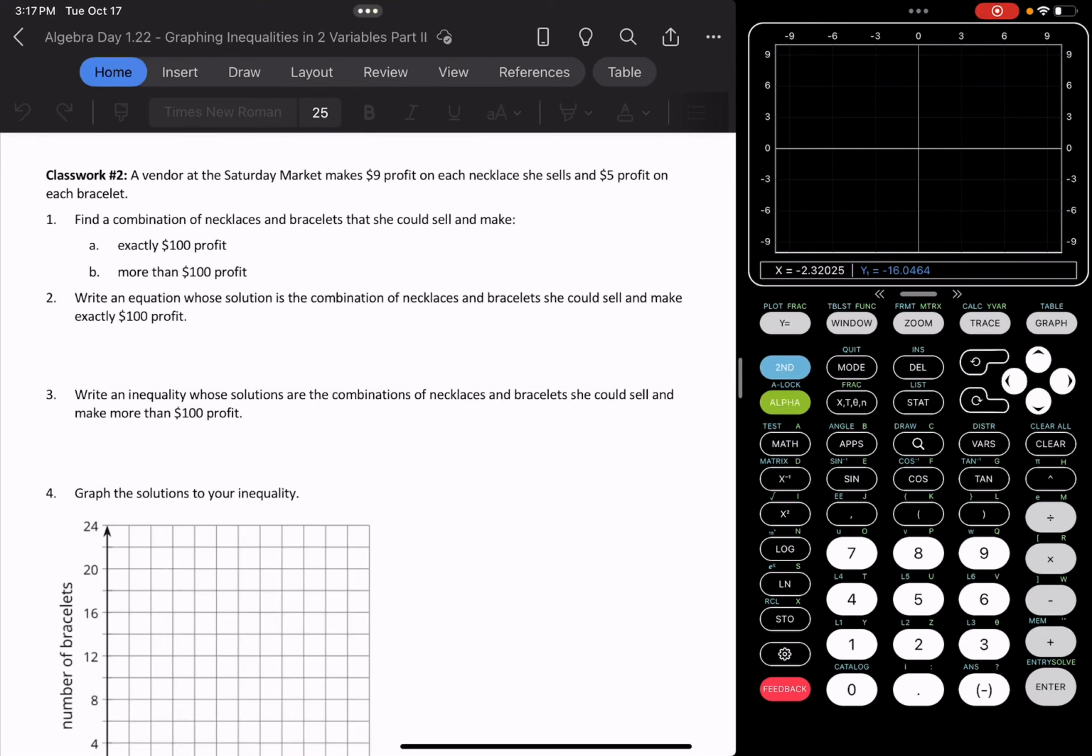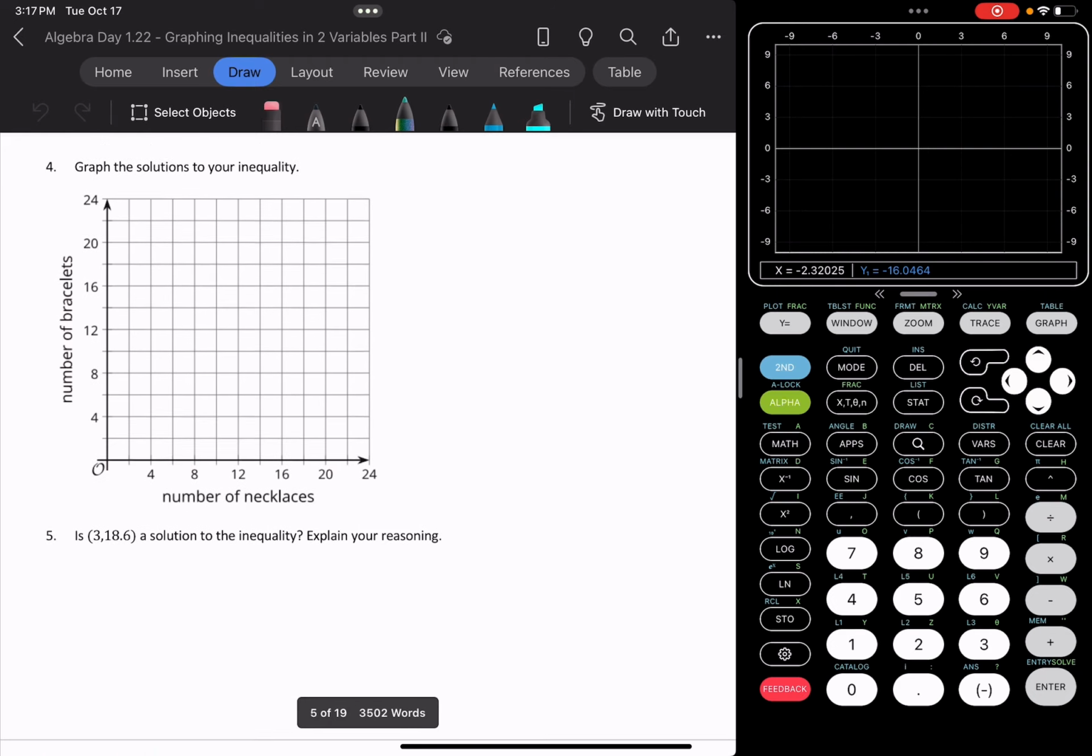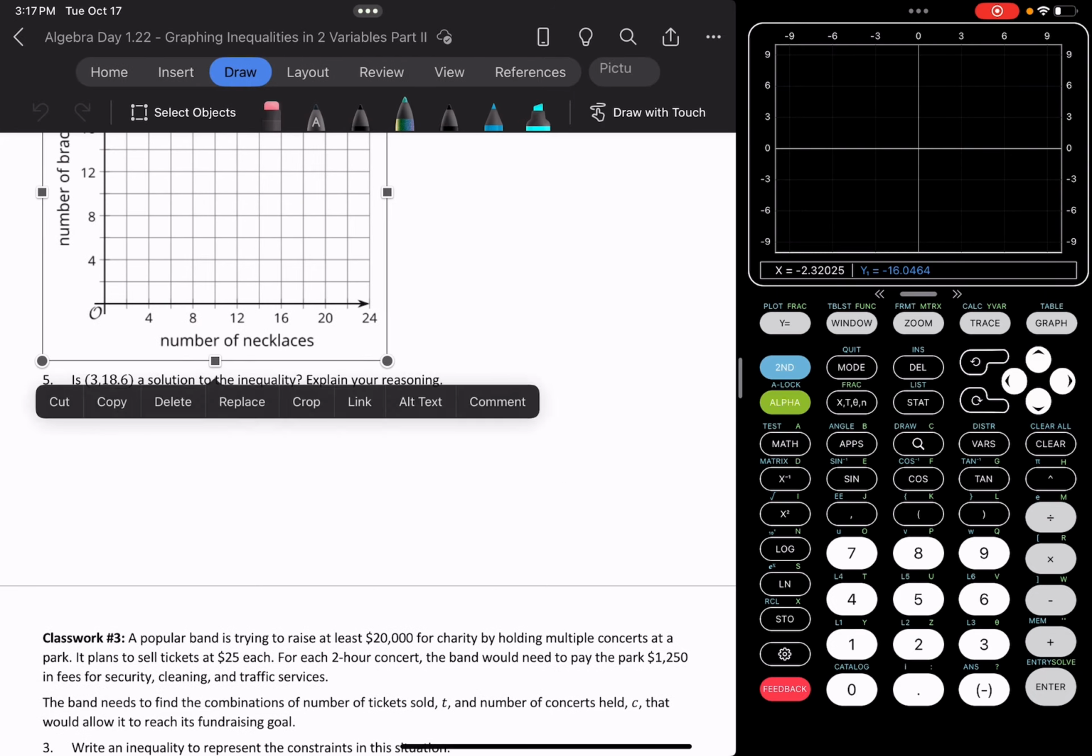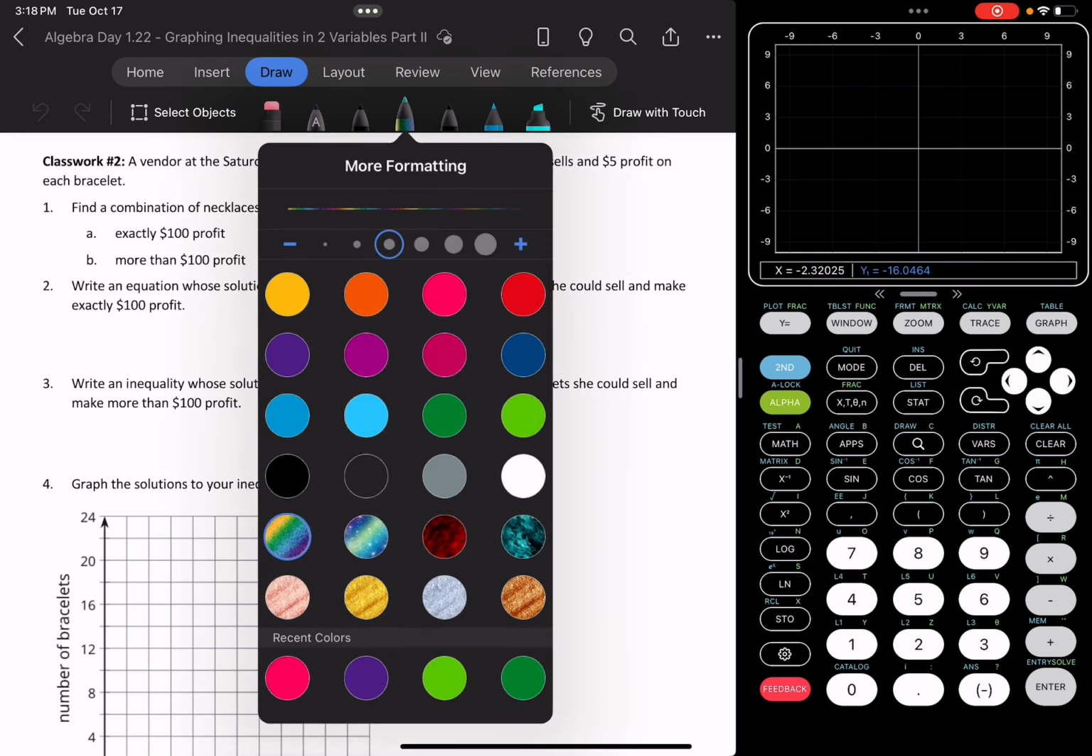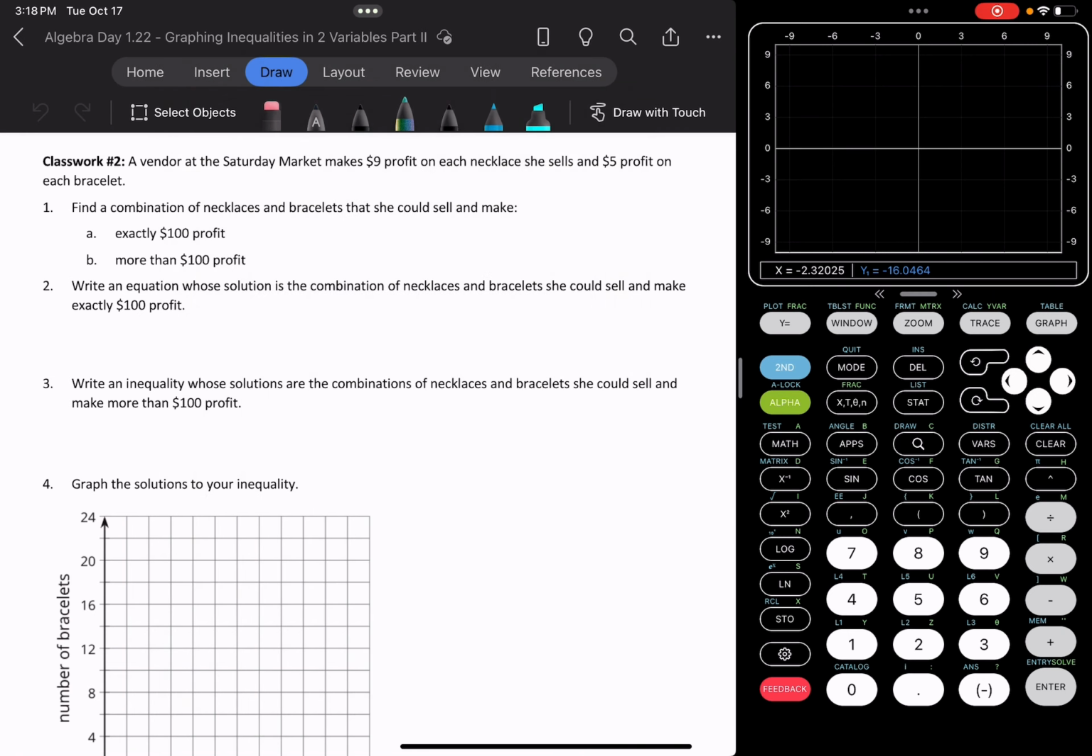Everybody, in case you needed the help, this is a quick review of classwork 2 and 3. I'm very quickly going to go over 2 because I think most of you got through a good portion of number 2, and then I'll go over 3 in more detail because it is a little more challenging. So for number 2, it says find a combination of necklaces and bracelets she could sell to make exactly $100 profit and then more than $100 profit.